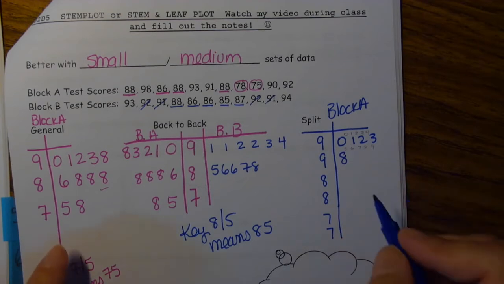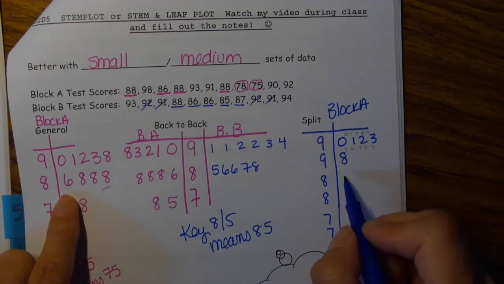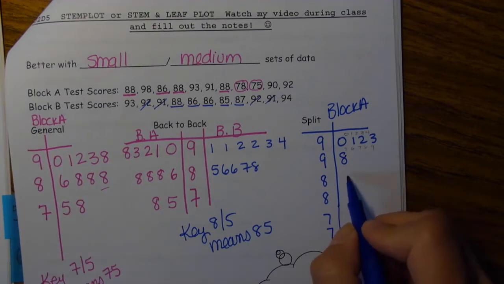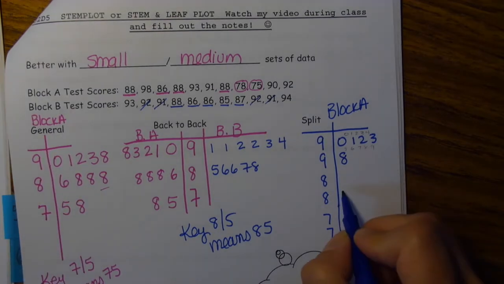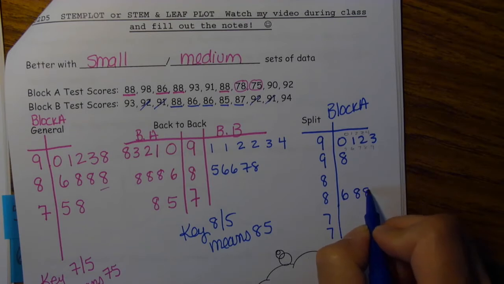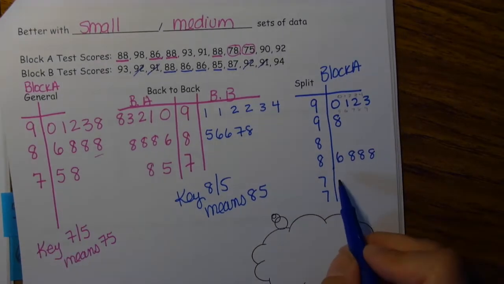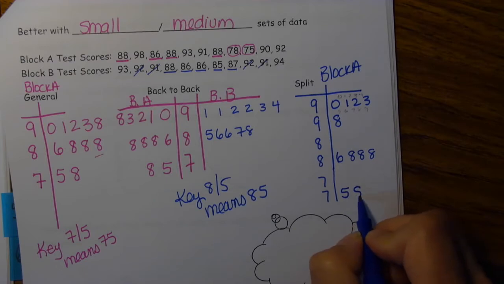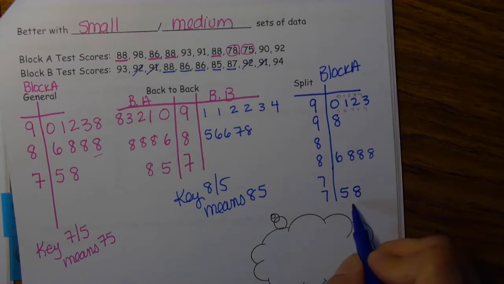The 8, again, I'm going to have 0 through 4 would go here. I don't have any of those. So I'll have 6, 8, 8, 8. Again, with 70, I would have 0 through 4. There were none of those. So I have a 58 here. And of course, we would have a key.